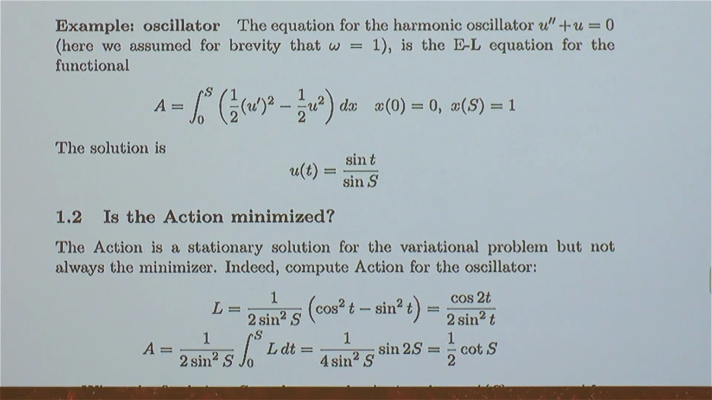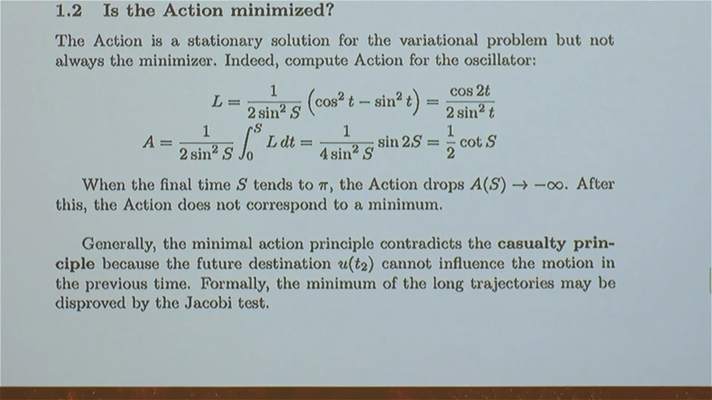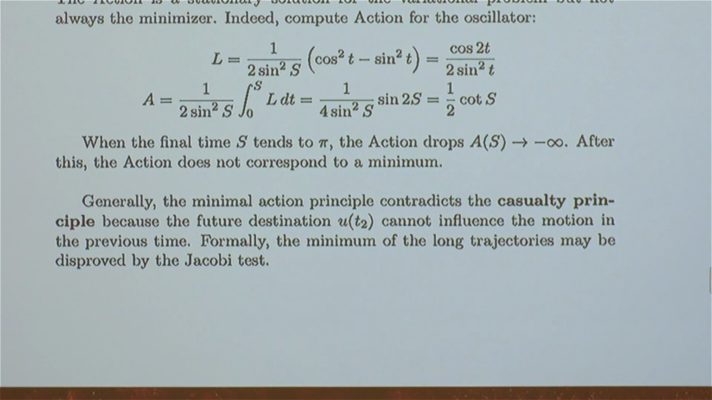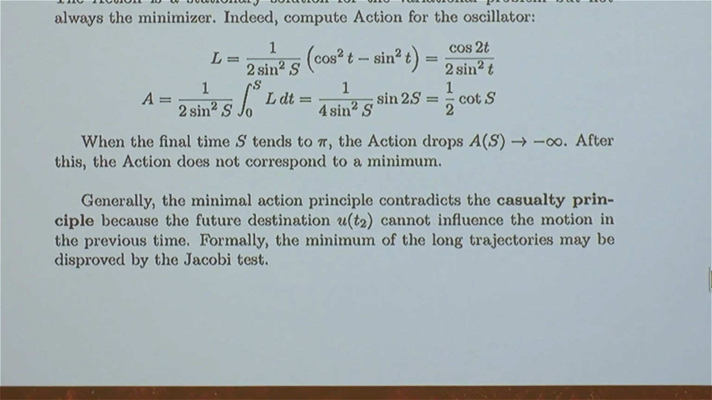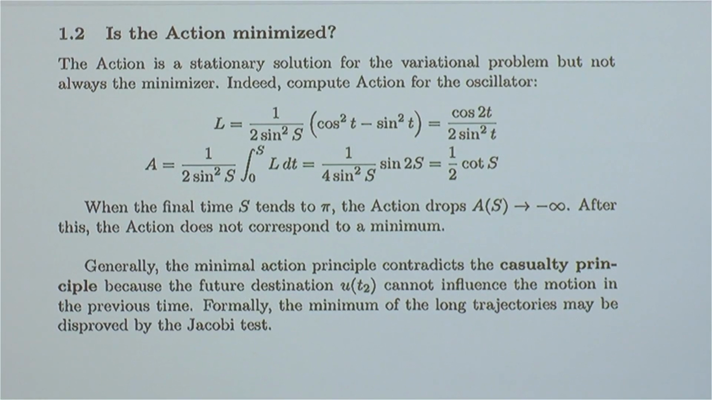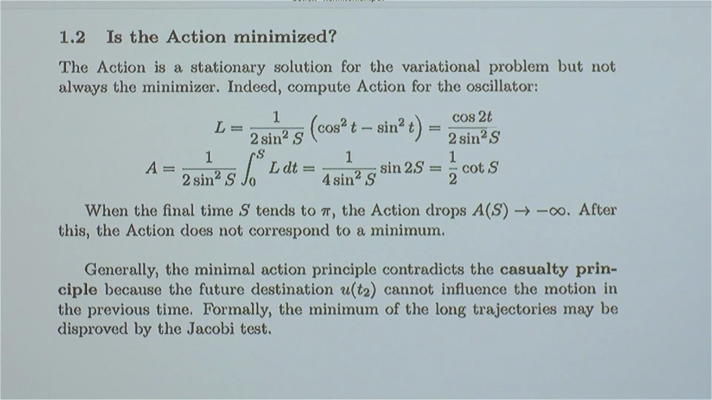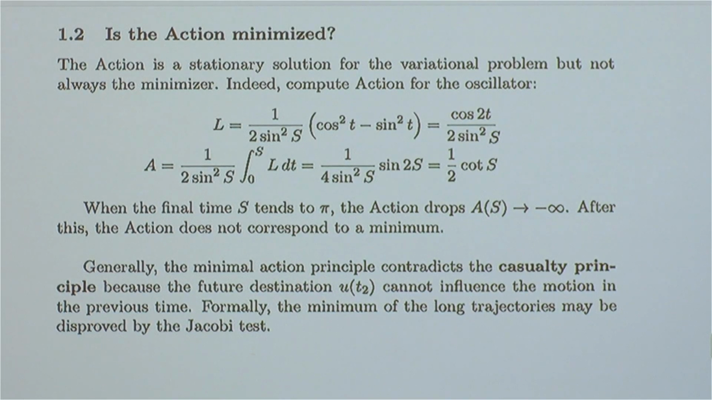So after this was discovered, people proclaimed that action is minimized on the trajectories, and this was a big deal philosophically, because this would prove that our world is in some sense the best of possible worlds. All motions minimize something. Well, at the beginning of the 19th century, this idea was quite popular. However, the action is not minimized. The action is stationary on the solution, but not necessarily a minimizer.